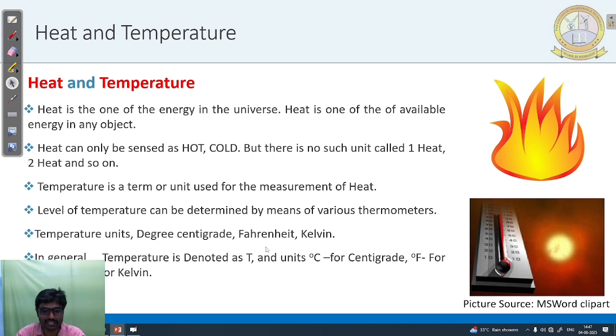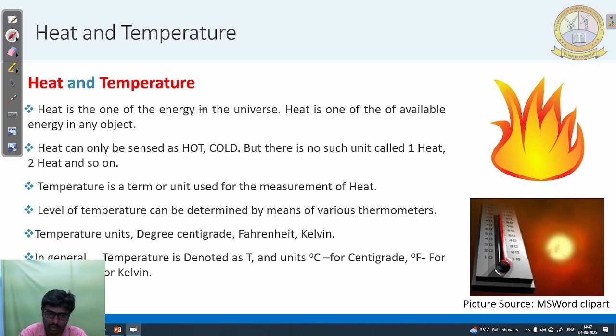These are very simple concepts we have already studied in our lower studies. So we can see here what temperature is between two systems. If we take a hot and a cold body, heat will always flow from the hot body to the cold body until it reaches equilibrium. This is the basic we know.